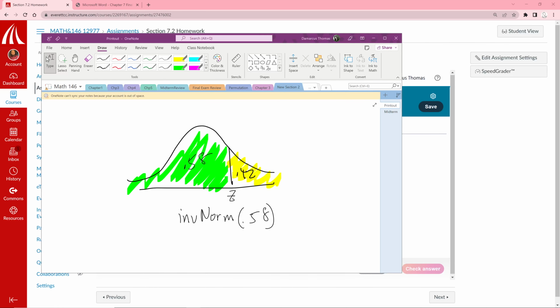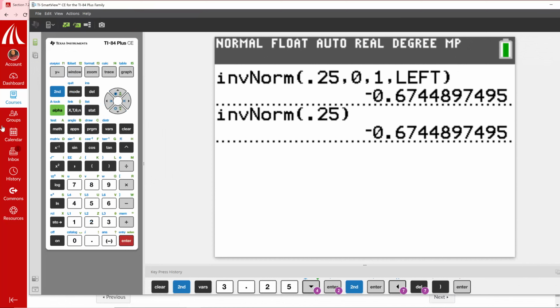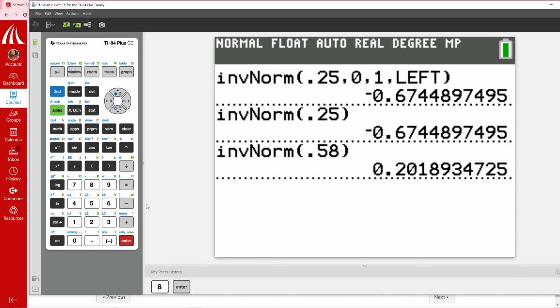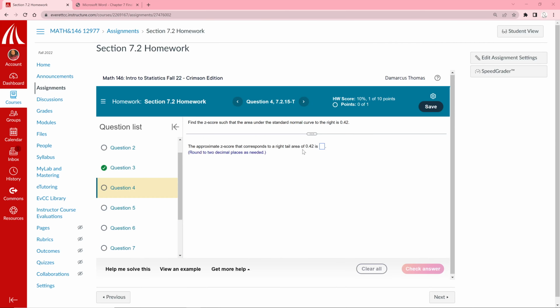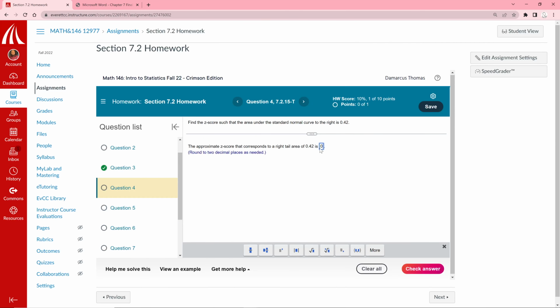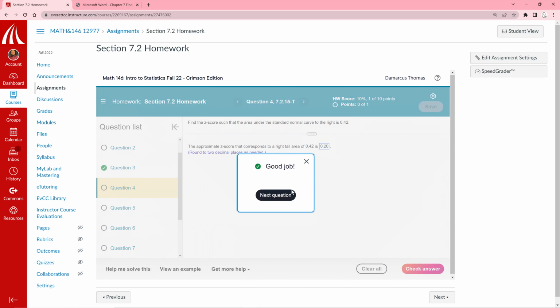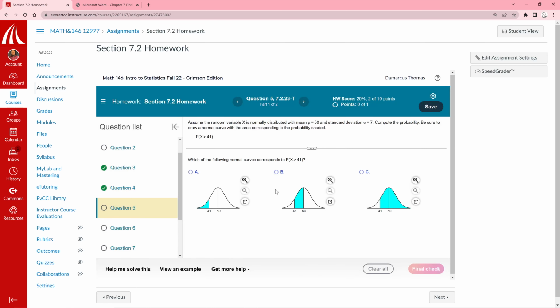We can come in here and do, again, inverse norm of 0.58. We're getting 0.20, 0.20. Yeah, something tells me it was 7.4. All right, this is everything greater than 41, so that would be C.